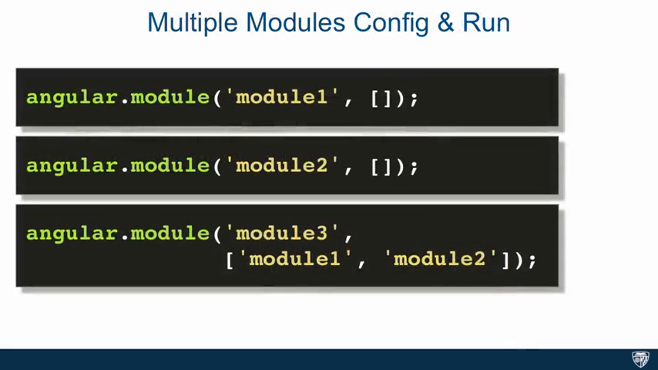In the case of a module that depends on other modules, all the config methods of dependencies will execute first. So in this case, the config methods of module 1 and module 2 will execute first, then the config method of module 3 will execute. Then the same pattern will repeat for the run methods of these modules. Module 1 and module 2 first, then the run method of module 3 executes. Okay, let's jump back into our code editor and split up our application into a couple of modules and multiple JavaScript files.